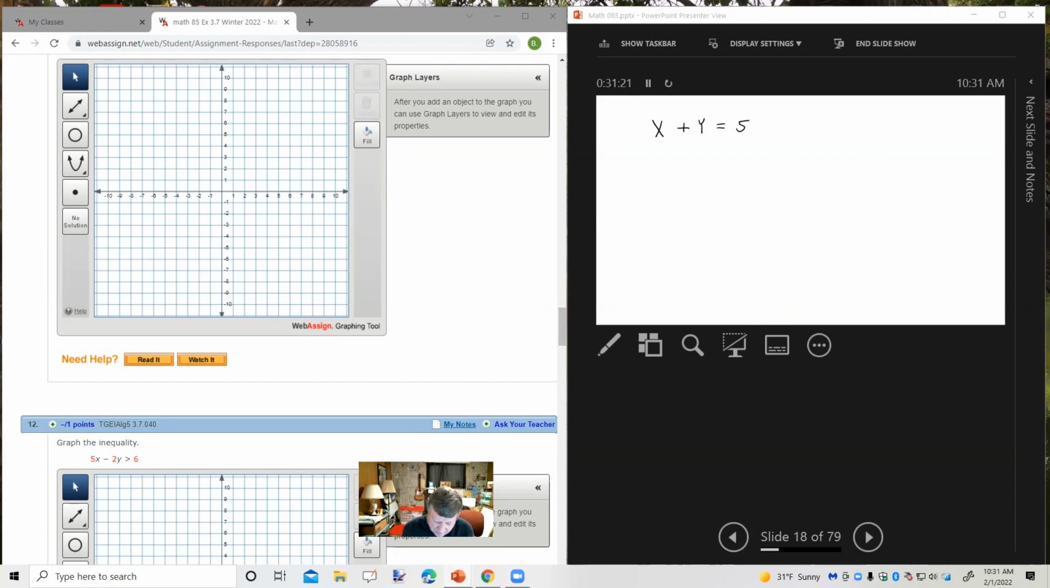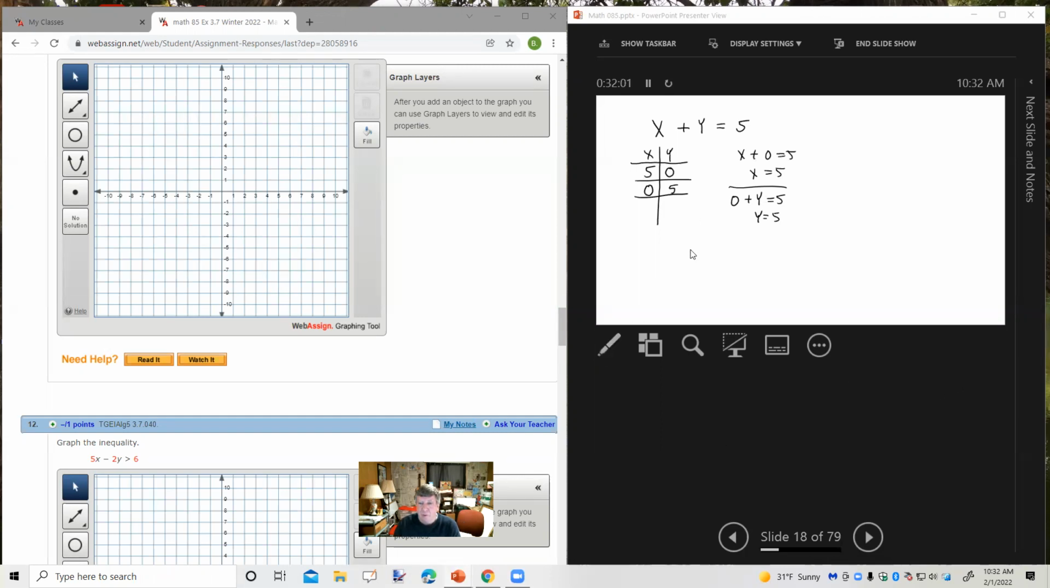To graph this, let's find the x and y intercepts. We don't have to use the intercepts, but I'm just going to go ahead and do that anyway. To find the x-intercept, I'll set y equal to 0. To find the y-intercept, I'll set x equal to 0. If y is 0, we get x plus 0 equals 5. Therefore, x equals 5. So the x-intercept is at 5, 0. To find the y-intercept, we set x equal to 0, and we get 0 plus y equals 5. That is to say, y equals 5. So the y-intercept is at 0, 5.